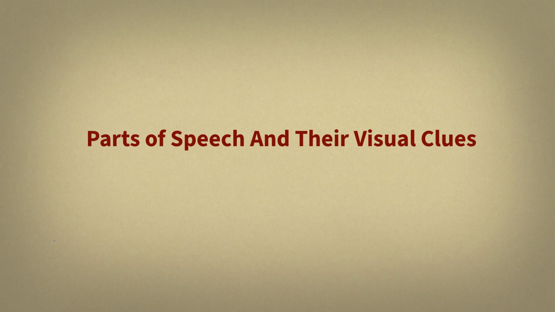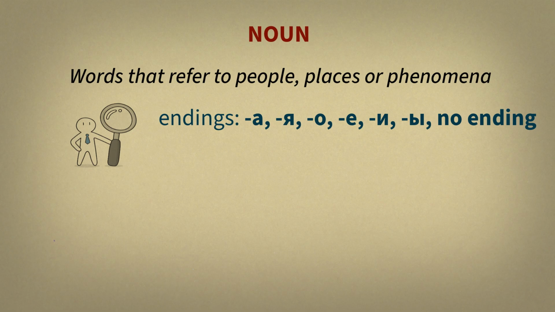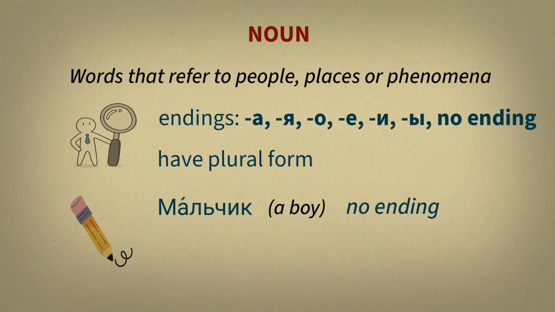And the first part of speech is nouns. Nouns are words that refer to people, objects, places, or phenomena. As far as visual clues are concerned, they have endings а, я, о, е, и, у, or no ending. They can be in the plural form. For example, мальчик. There is no ending in this noun. Гнездо. The ending is о.